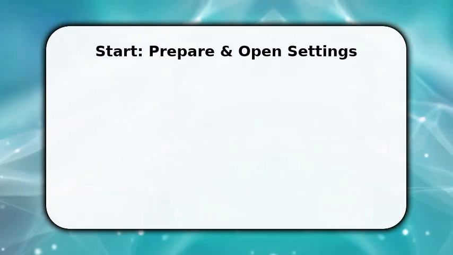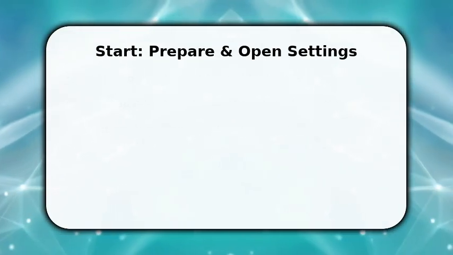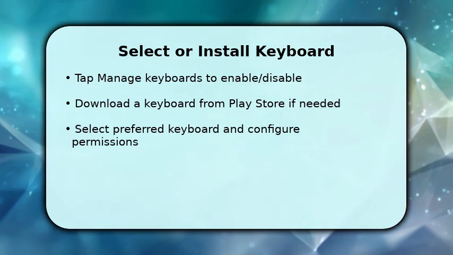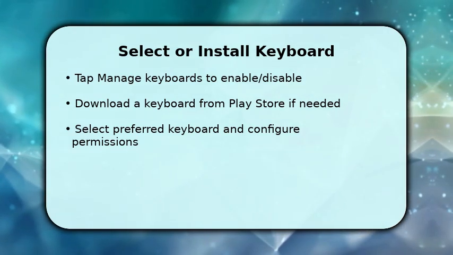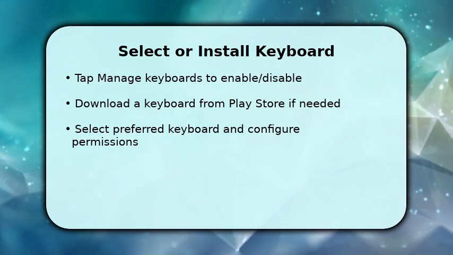Make sure you're connected to Wi-Fi if you need to download a new keyboard app before proceeding. Once in On-screen Keyboard, tap Manage Keyboards to enable or disable options. Toggle the keyboard you want to use. If you need another keyboard, open Play Store, download a trusted app, then return here and enable it.